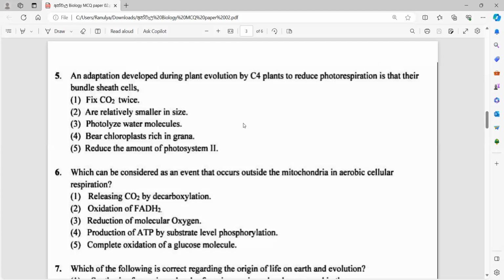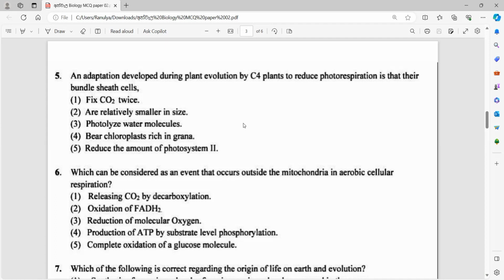Then the sixth one, which of the following can be considered as an event that occurs outside the mitochondria in aerobic cellular respiration. Outside the mitochondria, releasing carbon dioxide by decarboxylation? No. Outside the mitochondria, what happens? Glycolysis takes place, right? In glycolysis, there is no involvement of oxygen. If there is no involvement of oxygen, how is carbon dioxide produced, right?